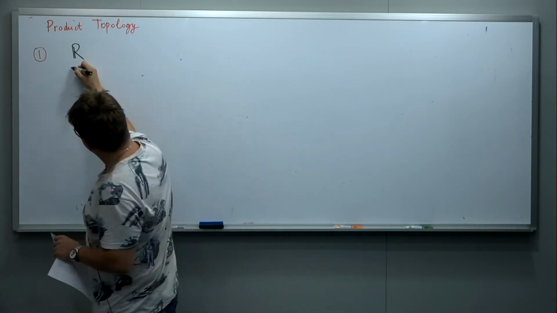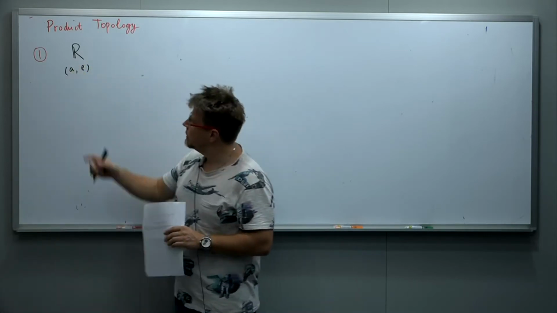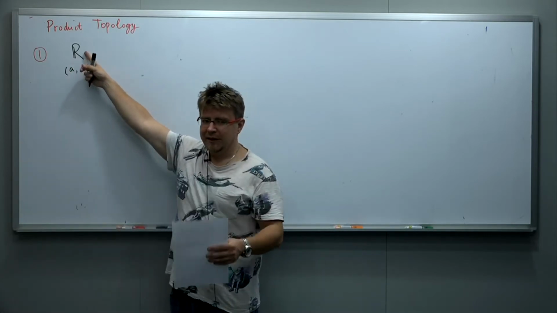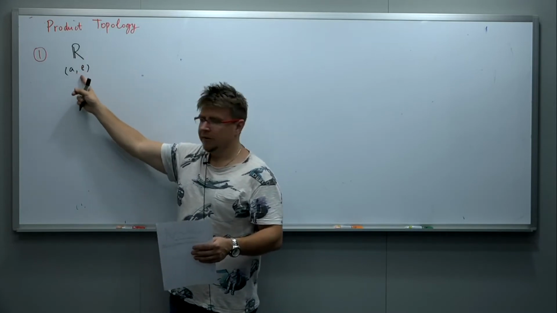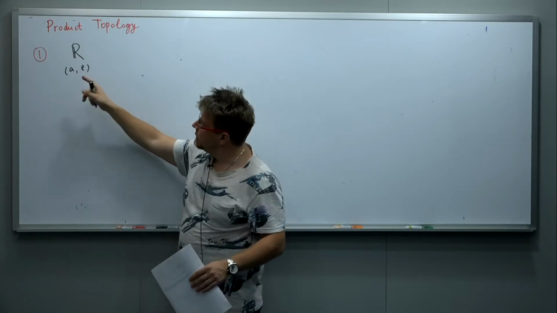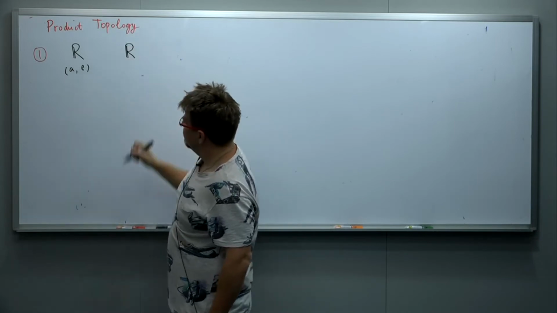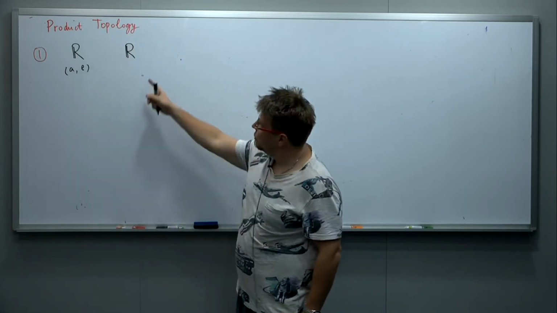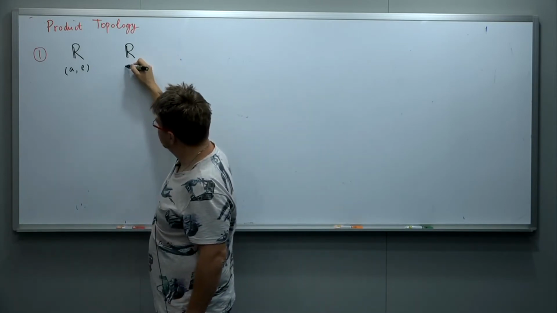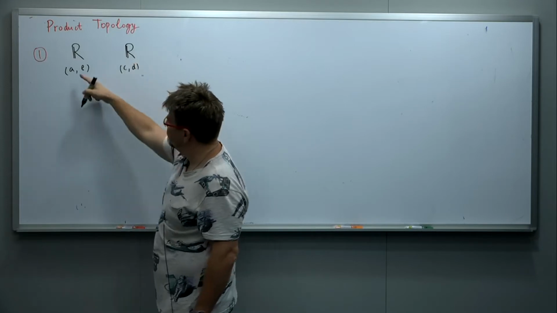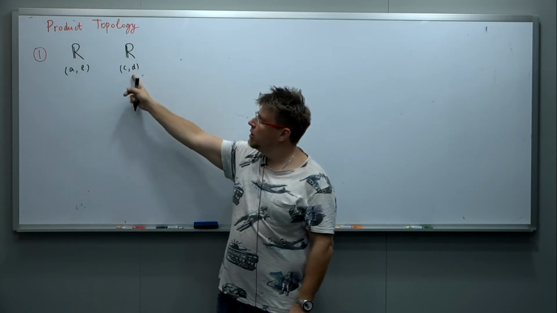the basis consisting of all open intervals from A to B, right? So this means that it's the real line, and its topology is defined by the basis consisting of all intervals AB. Now, we're going to take another copy of the same thing, so it's going to be another real line with, say, intervals CD, just to distinguish from AB. But it is the same topology, so it's also the real line with the standard topology.